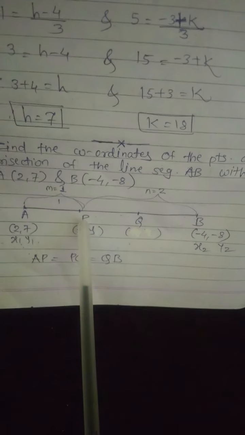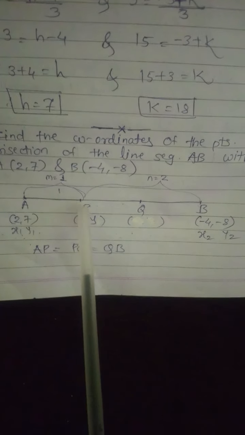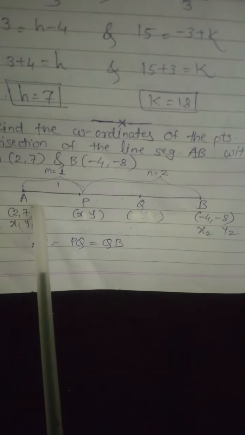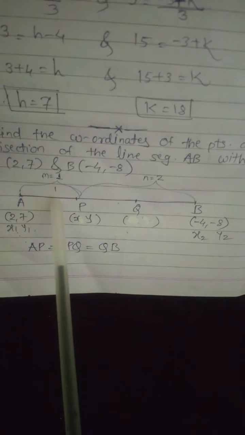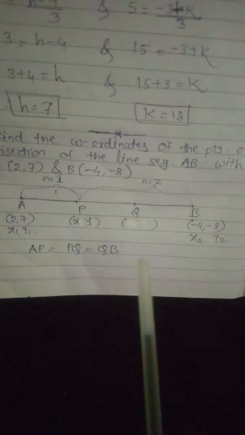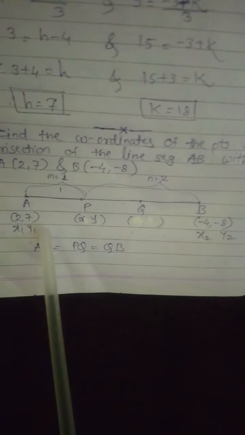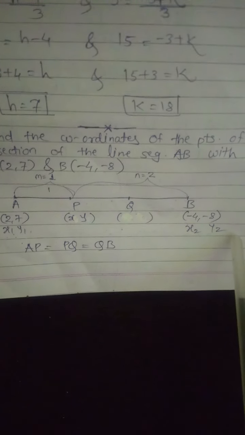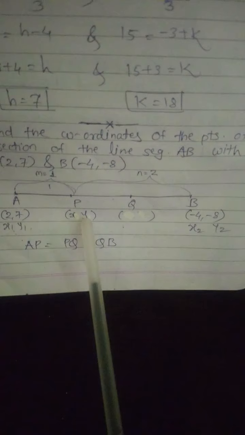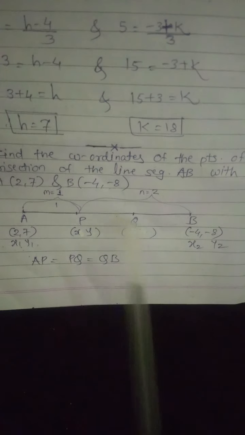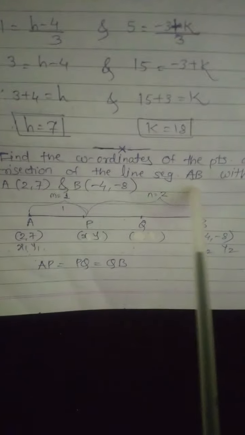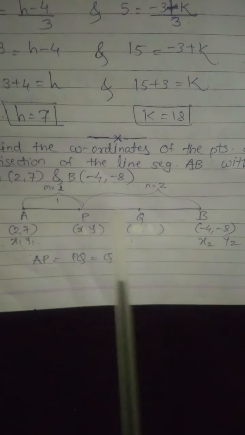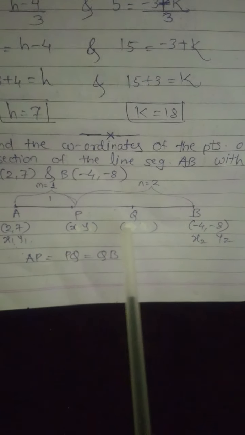this one is the third part. So since it is trisected, you have to draw here the 2 points, that is P and Q, so that there are three equal parts, that is AP equals PQ equals QB. So these are the three equal parts, 1, 2 and 3. Here you are given the coordinates of A, that is (2, 7), and the coordinates of B are (-4, -8). Now we have to find out the coordinates of P and Q, because the question is find the coordinates of the points of trisection of the line segment AB. So here we have to find out the coordinates of P and Q.